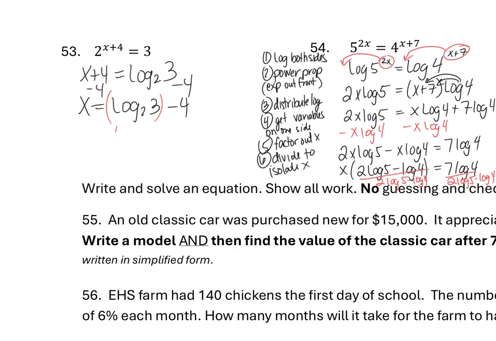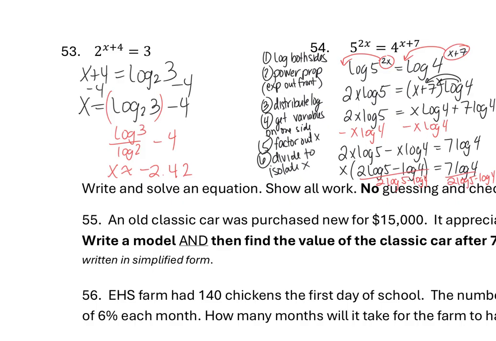Because in the calculator, I'm going to do log 3 divided by log 2. And then I'm going to subtract the 4. Which is not the same thing as subtracting the 3 and the 4. So log 3 divided by log 2 minus the 4, and x is approximately negative 2.42.